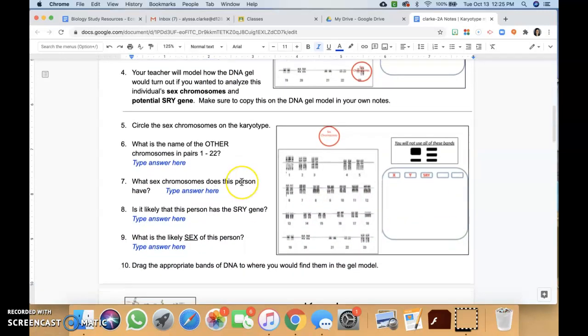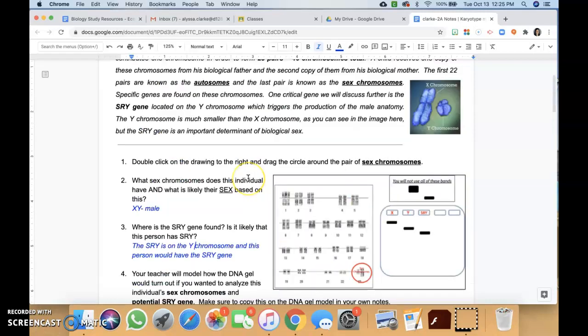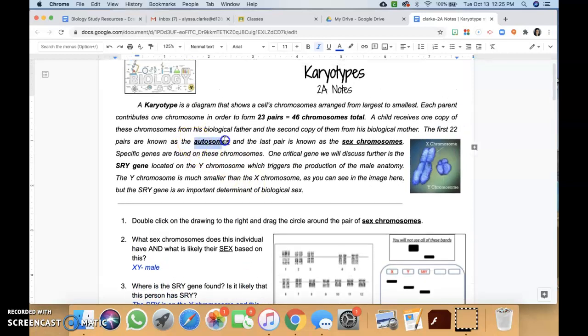It says circle the sex chromosome on the karyotype. What is the name of the other chromosomes in pairs 1 through 22? So pairs 1 through 22 are not called sex chromosomes. They are called autosomal chromosomes or autosomes.